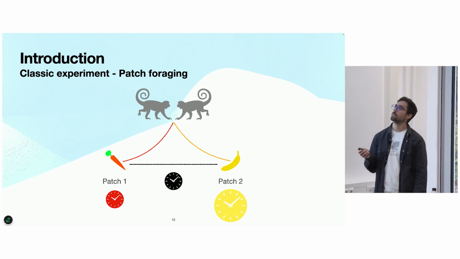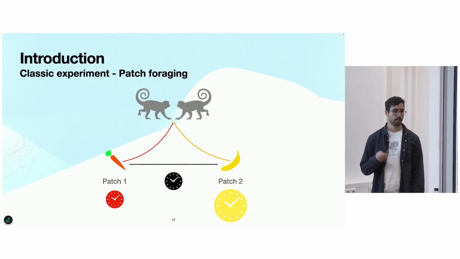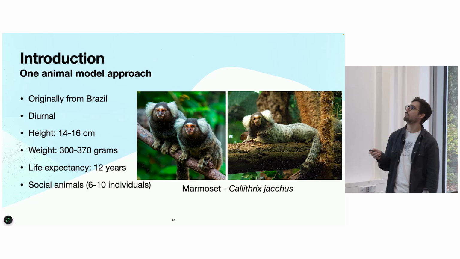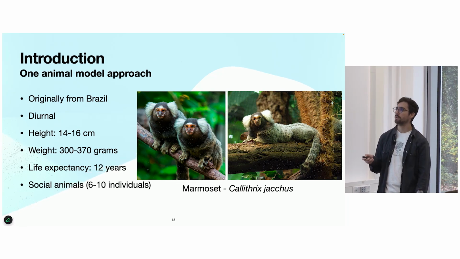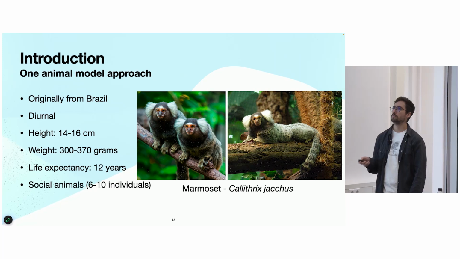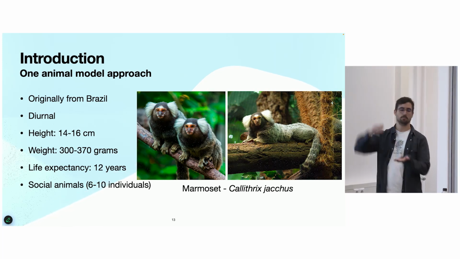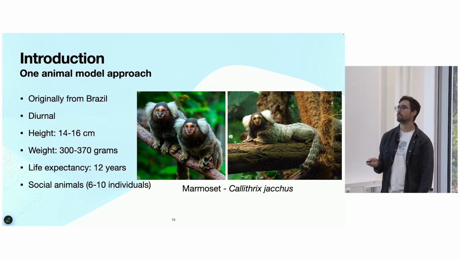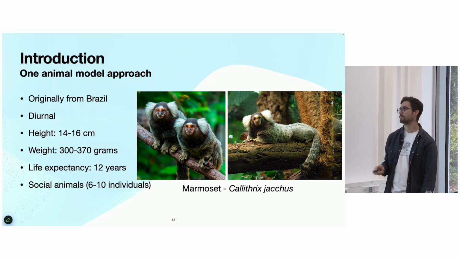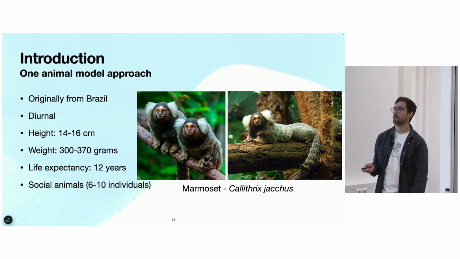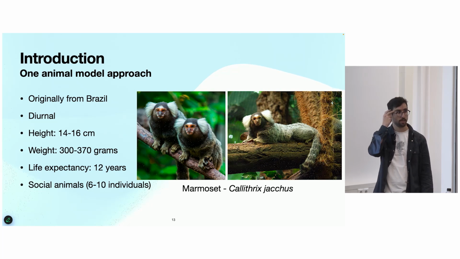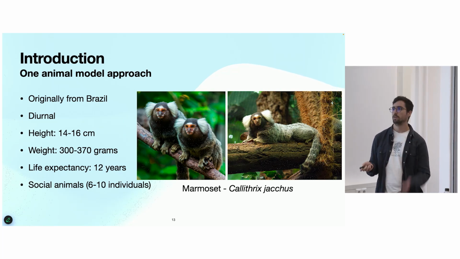To study this patch foraging experiment, there is one animal model, one animal approach that we can use. There is the marmoset. These little guys over here. They are originally from Brazil. They have diurnal behavior. They are between 14 and 16 centimeters tall, so they are like this. Their weight is about 300 to 317 grams. The life expectancy is about 12 years. And they are social animals. The group can reach 6 to 10 individuals, but sometimes they can reach around 25 to 30 individuals, or sometimes fewer, with 4 or 5 individuals.